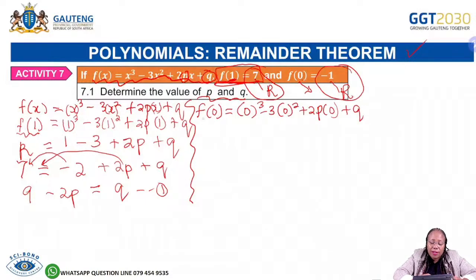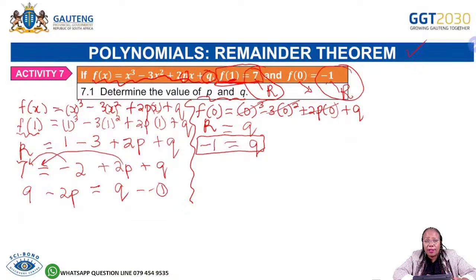And now the remainder for this condition is minus 1 if we are substituting a 0. 0 cubed will be 0. Minus 3, 0 squared, it will be 0. 2p times 0, it will be 0. So we are left with only q this side. And what is the remainder? Remainder is minus 1. Therefore, q is equal to negative 1.